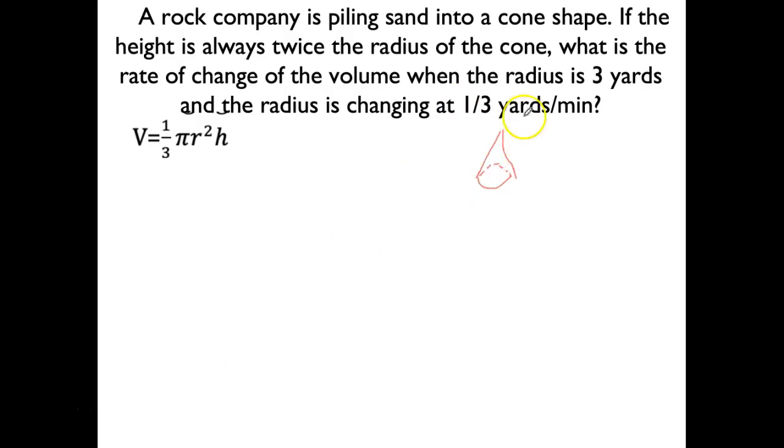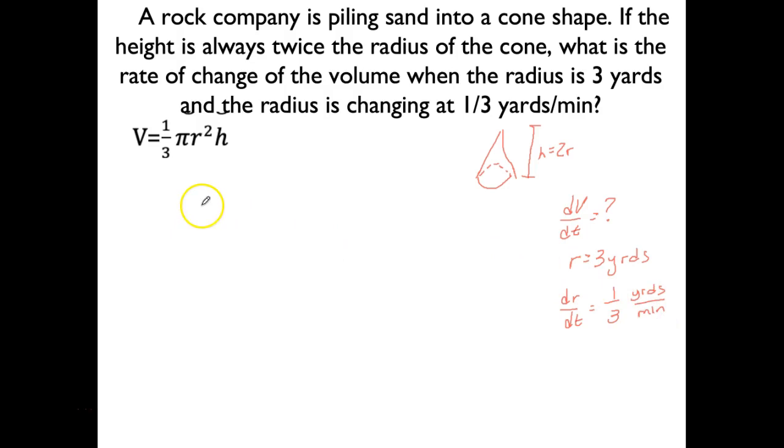I've got a cone, and it says the height is always twice the radius of the cone, so our height here is 2 times r, because that's twice the radius, right? What is the rate of change of the volume? So I'm looking for the change in volume when the radius is 3 yards. So we know the radius is 3 yards. Okay, and the radius is changing at 1/3 yards per minute. So the dr over dt is also known as 1/3 yards per minute.